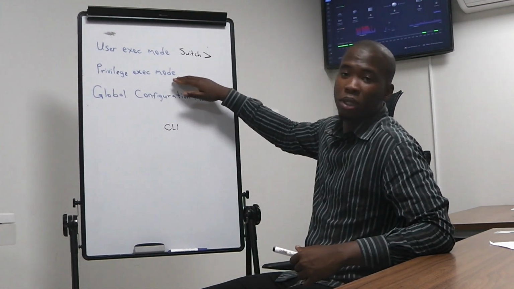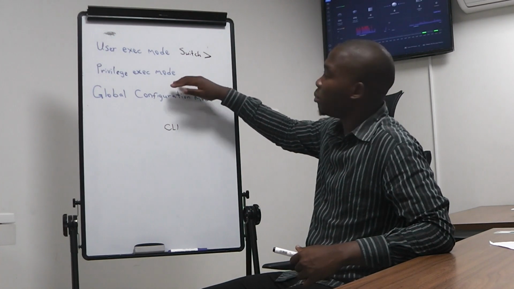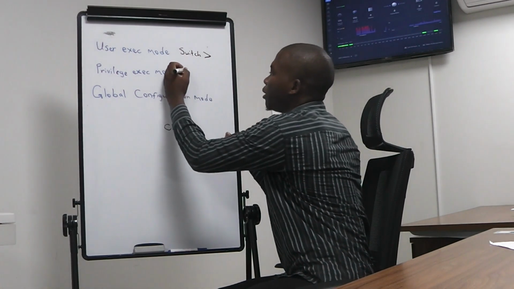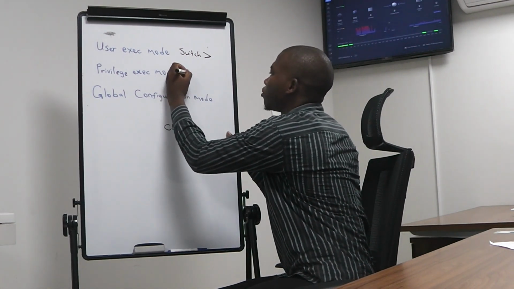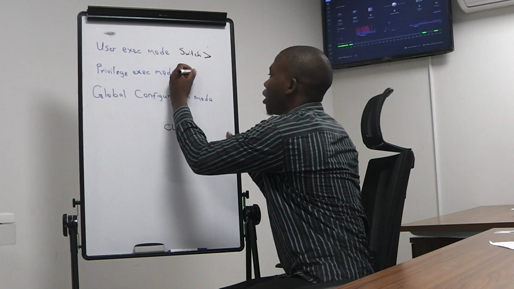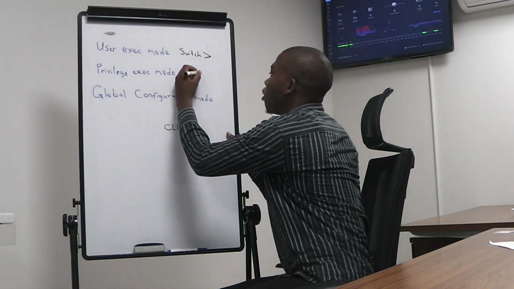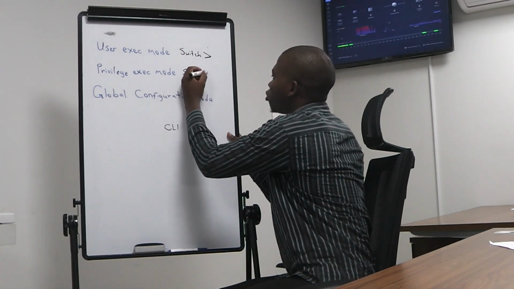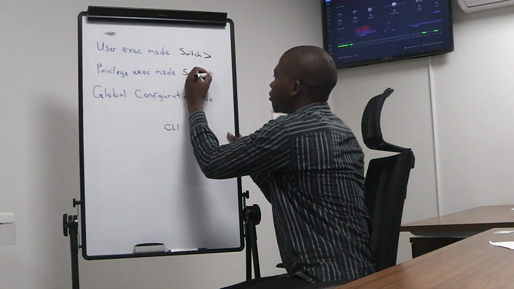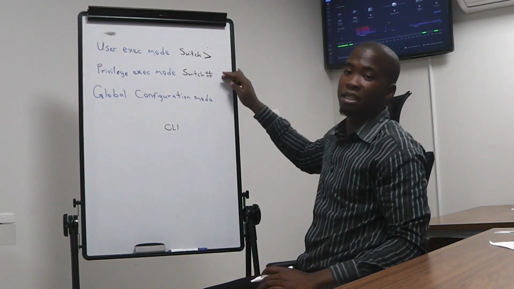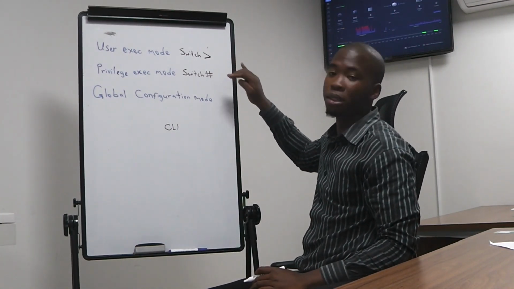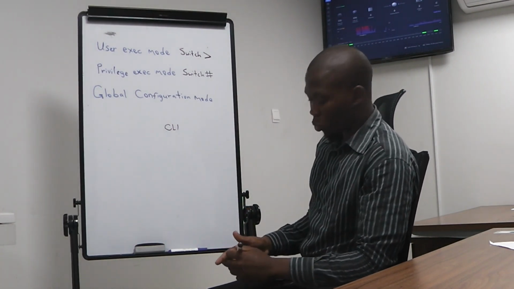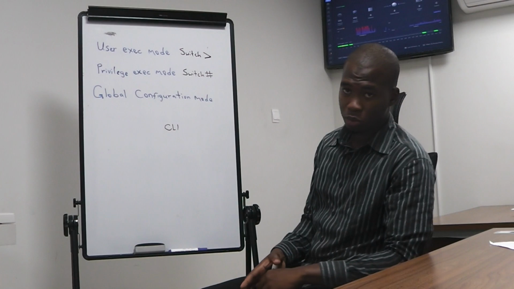Now, how do you know that you are on the privileged exec mode? The prompt will be switch, provided that you are configuring a switch and the name of the switch was not changed and is still the default, then you will see switch and a hash. Seeing this should tell you that you are on the privileged exec mode. From the privileged exec mode, you would want to move to the global configuration mode.